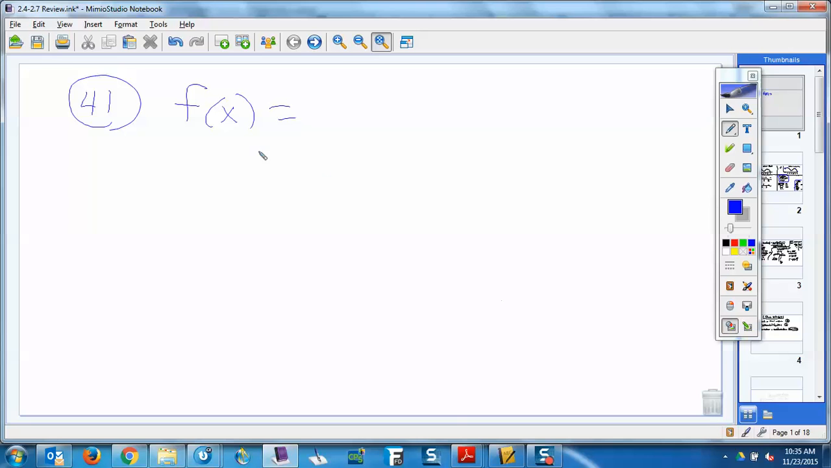G. Is it? 40. Was it 41? Is that the one that had the square root of 3 in it? Yeah. Okay, that's the one I want to do. Is it g? Yeah. Okay, good. G of x equals 2 sine of x minus square root of 3x.